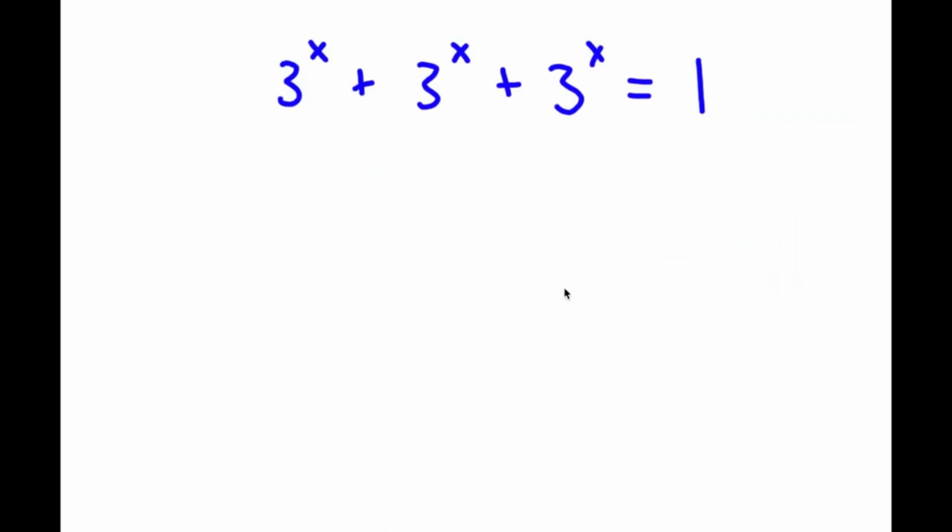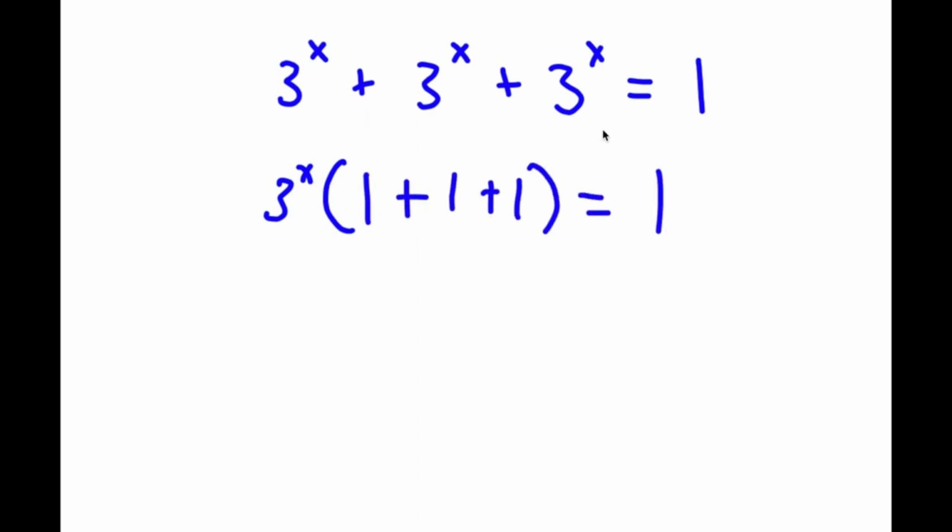Alright, so for this problem, I have 3 to the power of x plus 3 to the power of x plus 3 to the power of x is equal to 1. So to solve this, what I'm first going to do is, for my left-hand side, I'm going to factor out 3 to the power of x. So now I have 3 to the power of x times, now 3 to the power of x divided by 3 to the power of x is 1, so I have 3 to the power of x times 1 plus 1 plus 1. This is equal to 1.